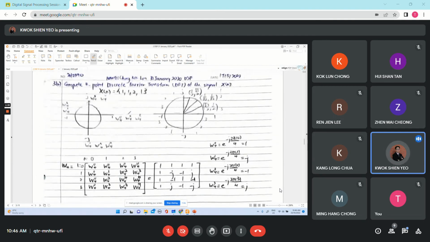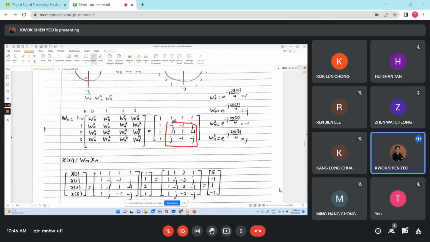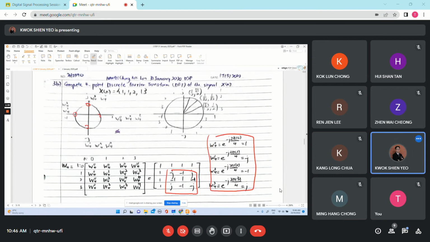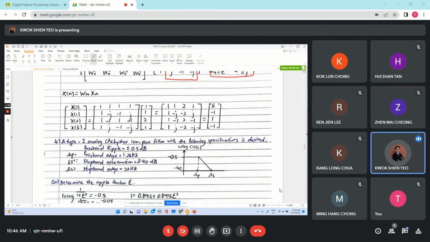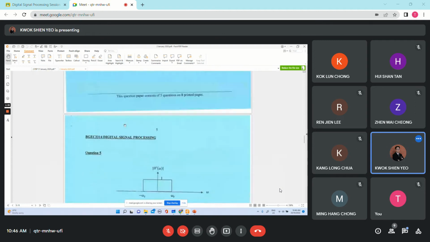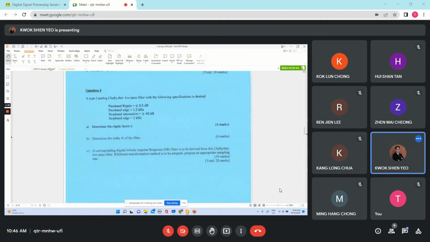Compute the 4-point DFT. Then you have 1, 2, 3, 4. Then you got this, and you know how to get this out. You got this for me to refer. I don't know what this is. All right, so then you got your X(k). So that's it, I think. Okay, so next one.